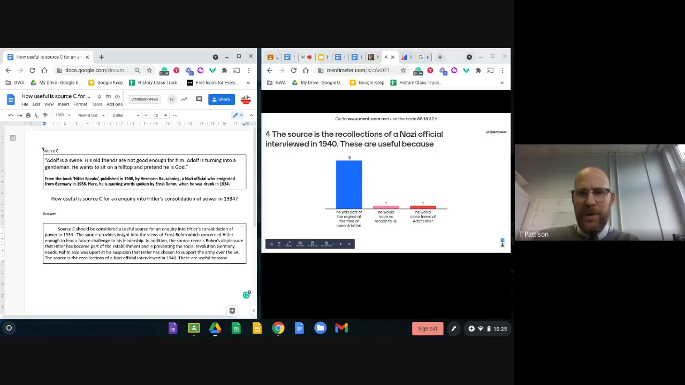Secondly, he would have no reason to lie. Again, we don't know that. We can't be clear on that, and possibly he might be lying to cover himself, to protect himself, because he's no longer in Nazi Germany, so he might be seeking to blame other people. I completely agree with the choice that most of you have made.